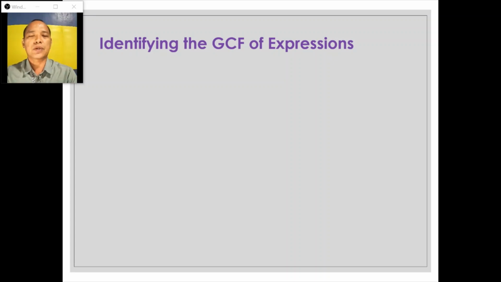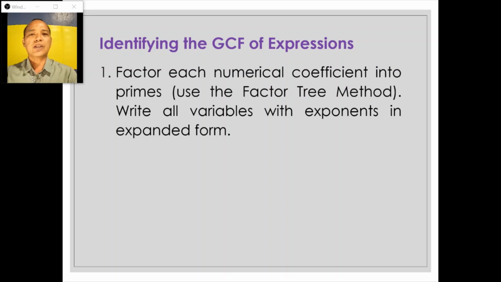To summarize our discussions for examples 1, 2, and 3, here are the steps involved in identifying the GCF of expressions. First, factor each numerical coefficient into primes, and one way to do this is to make use of the factor tree method. Then, for the variables, write all variables with exponents in expanded form.